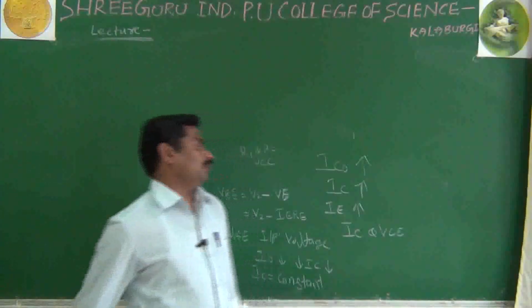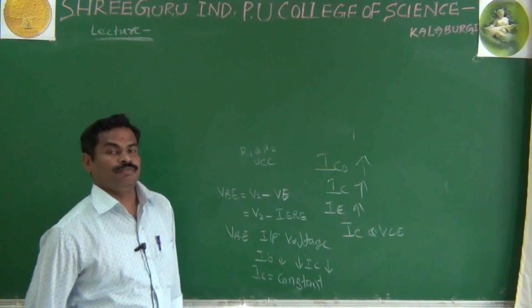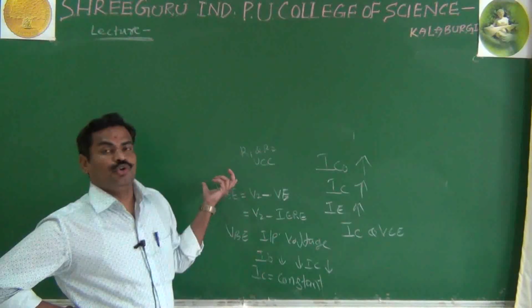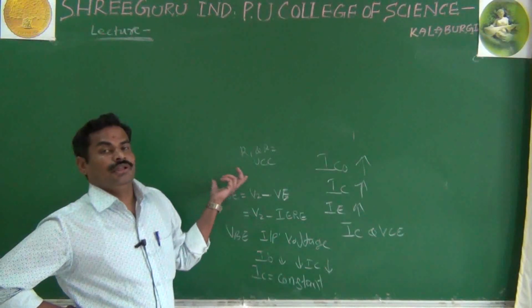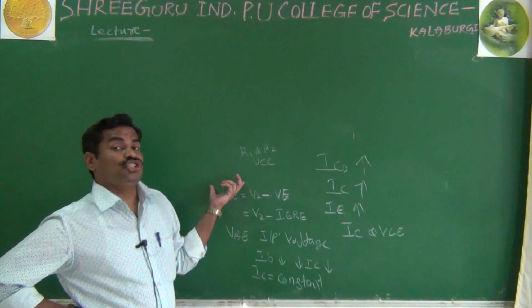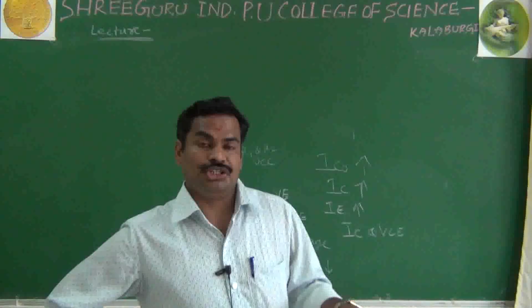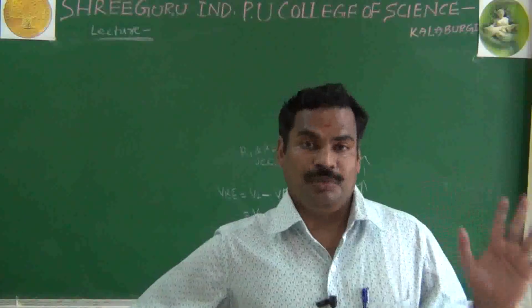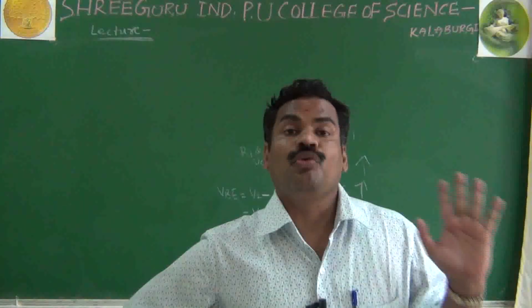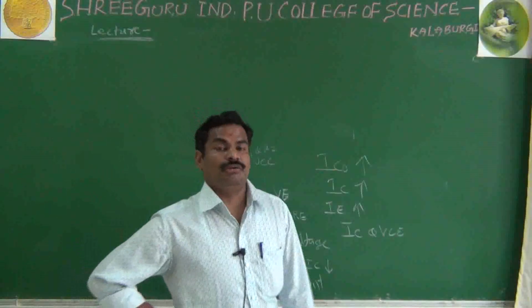This is about the advantage of voltage divider biasing. The first one is that the Q point should be in the middle of the active region. The Q point should not change. If you change the beta or temperature, we want stability in the Q point. That is given by voltage divider biasing.